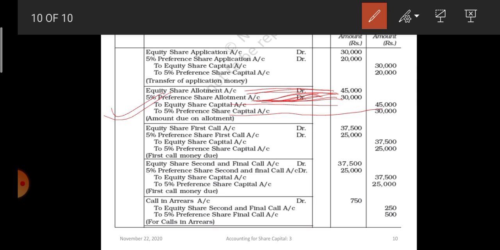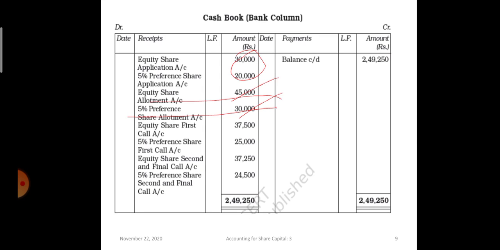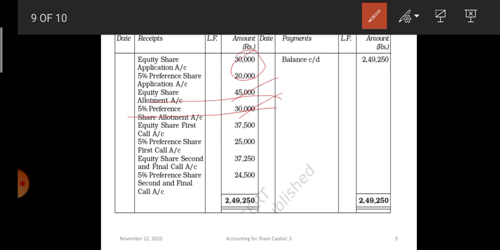Then 2 rupees 50 paisa on first call. So 2 rupees 50 paisa on equity shares and 2 rupees 50 paisa on preference shares. On equity shares there are 15,000 shares, so 15,000 into 2.5 it is 37,500 rupees. And in case of preference share on 10,000 shares at the rate of rupees 2.50 it is 25,000 rupees. Equity share capital and preference share capital both will be credited. Now when the amount is received, it will be recorded in the cash book. See, first call is received, and for equity shares and preference shares, full amount is received.